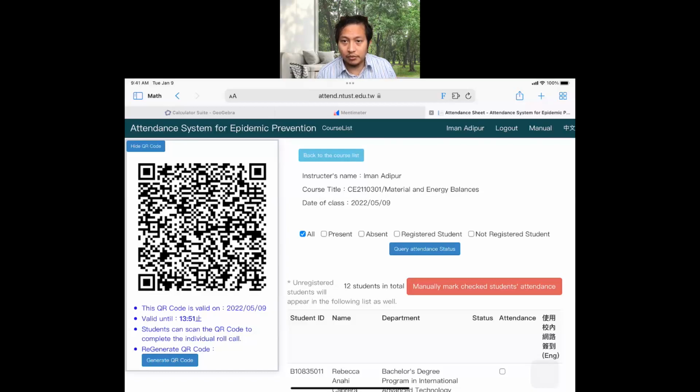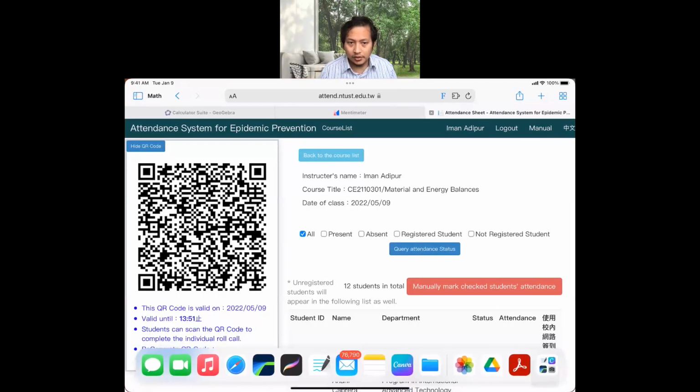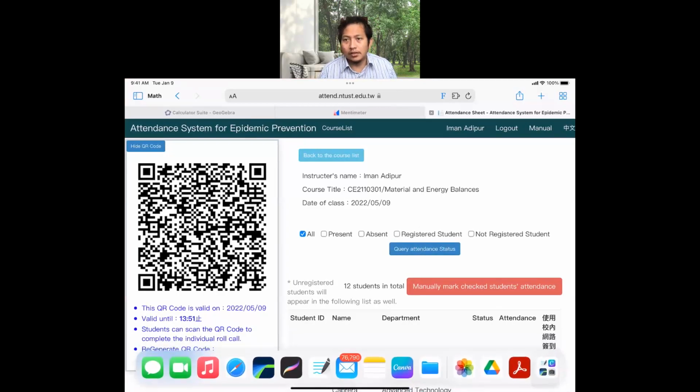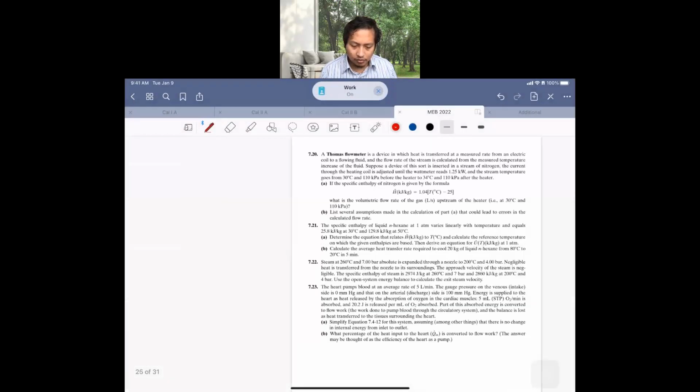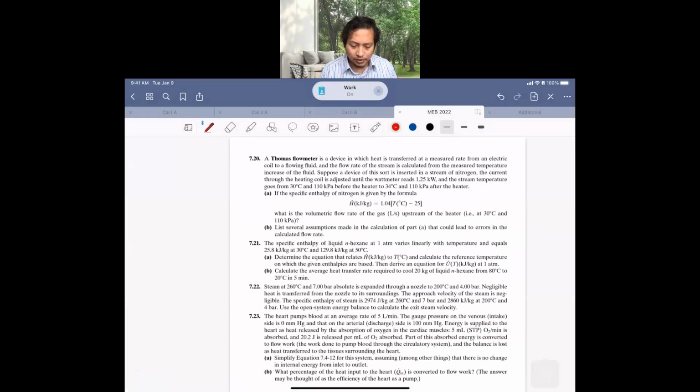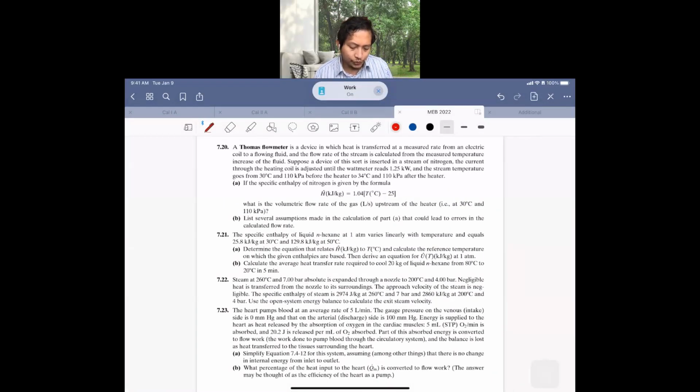For today, we will go to some examples and practice for some problems in your textbook. I hope you already scanned the QR code. This is just to make sure that students already attended the course. Okay, now I think we can start from these, 7.20, 21, 22, 23. We can select some questions from here. Maybe you can start from 7.20 first.